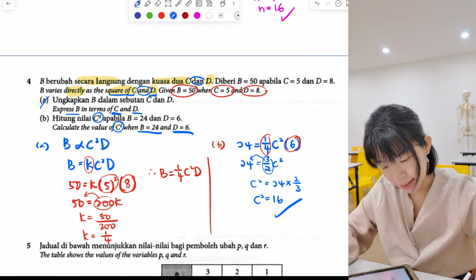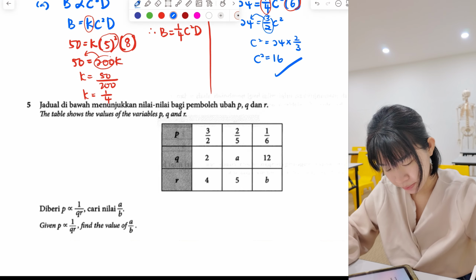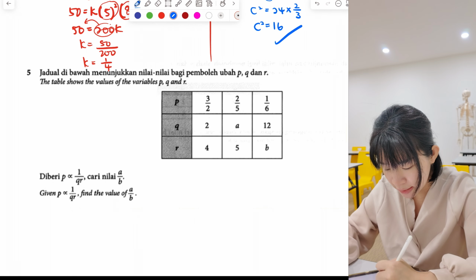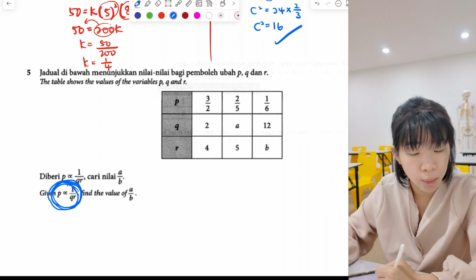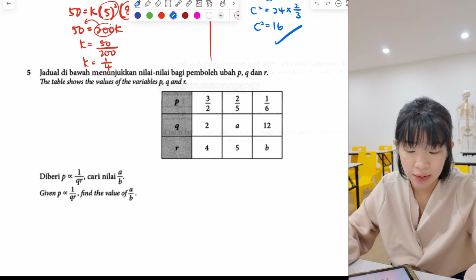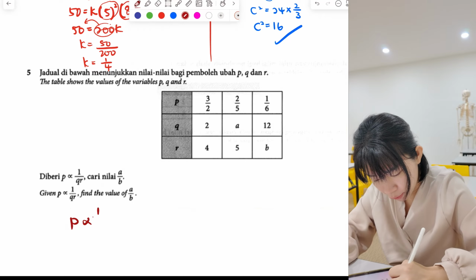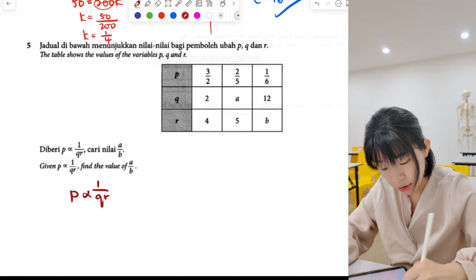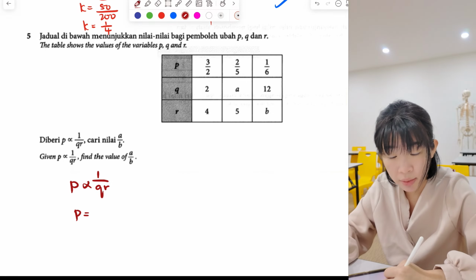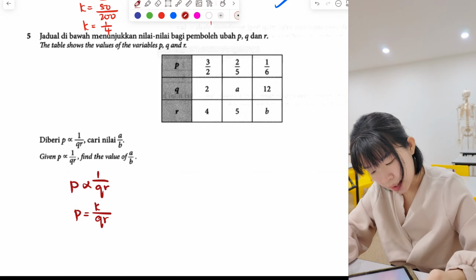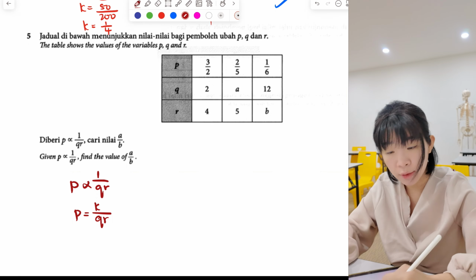Okay, let's go to the next one. Question number 5. So they give us a few variables P, Q, R. They already give us in variation form, dalam bentuk ubahan. So we need to change to an equation and then find A and B. Okay, so P varies as 1 over QR. So this is the given one. So change to equal. Once you change to equal, you need to add K. So the K is put on top, K over QR. Okay, so now substitute everything to find K first.